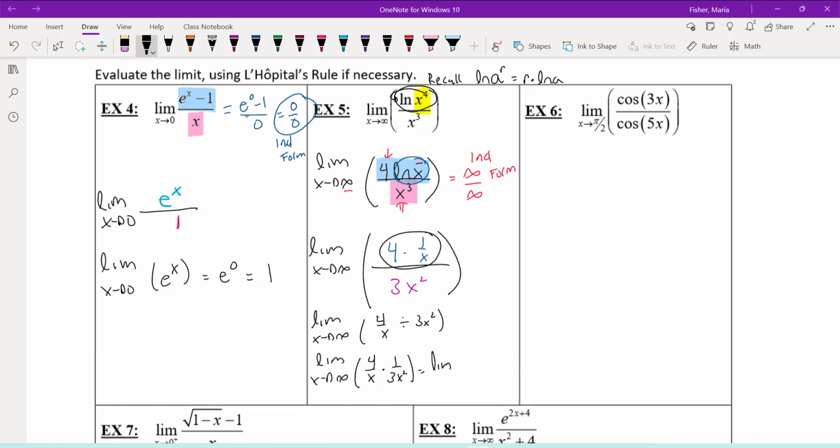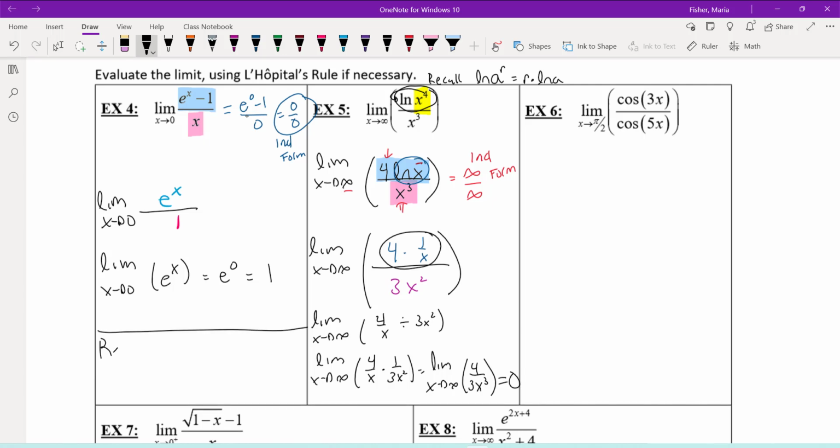This becomes the limit as x goes to infinity of 4 over 3x cubed. What is the limit as x goes to infinity of 4 over 3x cubed? Well, that's going to be 4 divided by an infinitely large number, and that's going to be equal to 0.